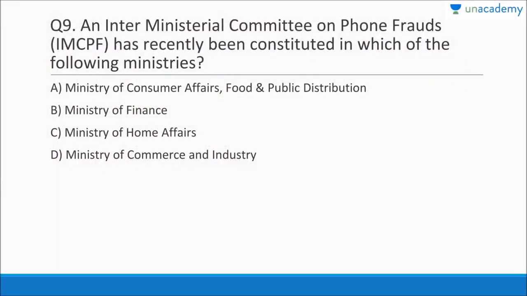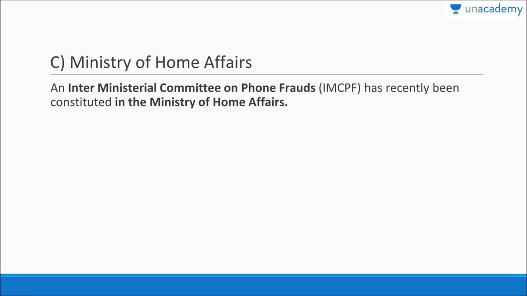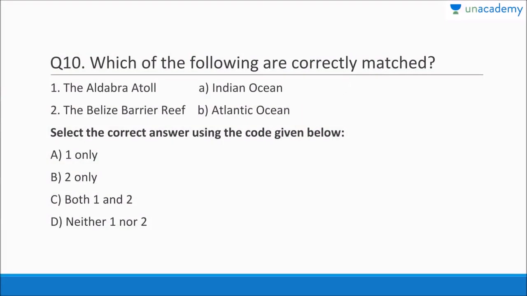Question number 9. An interministerial committee on phone frauds has recently been constituted in which of the following ministries? Answer here is C, Ministry of Home Affairs. So an interministerial committee on phone frauds has recently been constituted in the Ministry of Home Affairs, and it is very important.